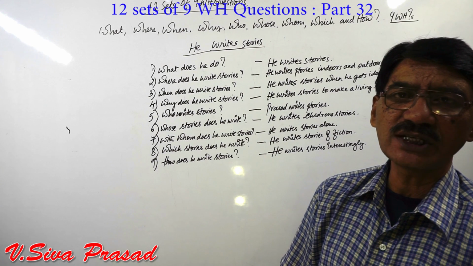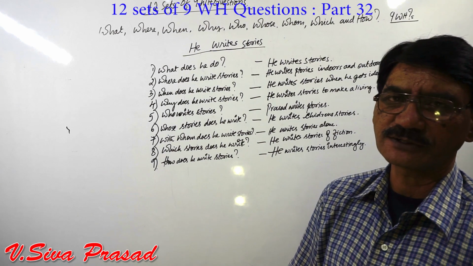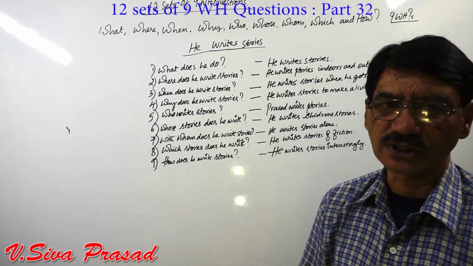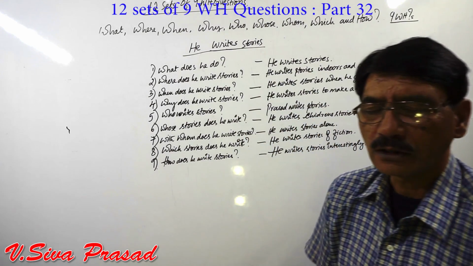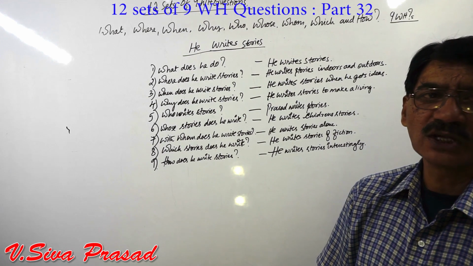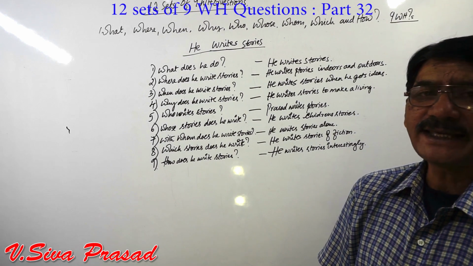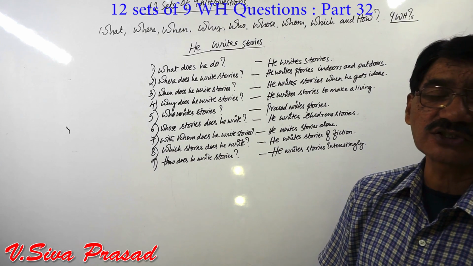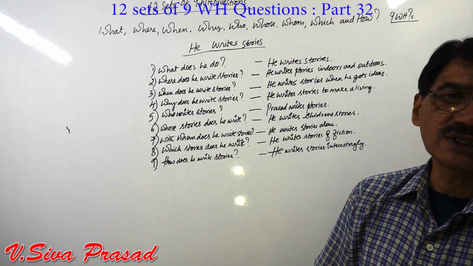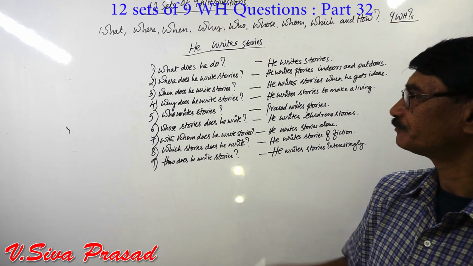Who had written stories? Prasad had written stories. Whose stories had he written? He had written the children's stories. Okay. With whom had he written stories? He had written stories alone. Which stories had he written? He had written the children's stories of fiction. How had he written stories? He had written stories interestingly.